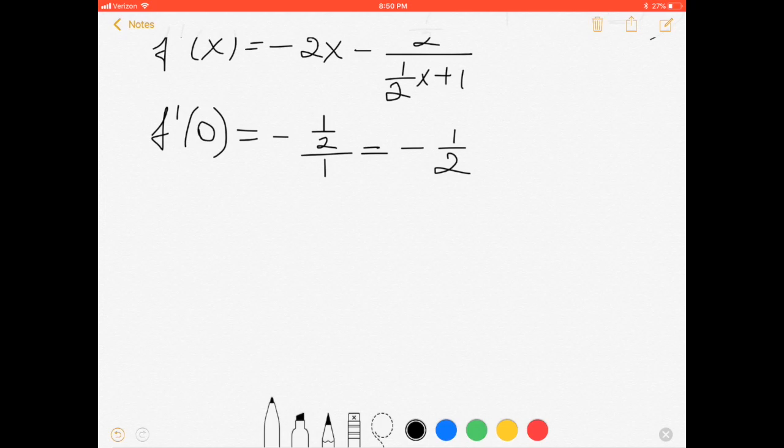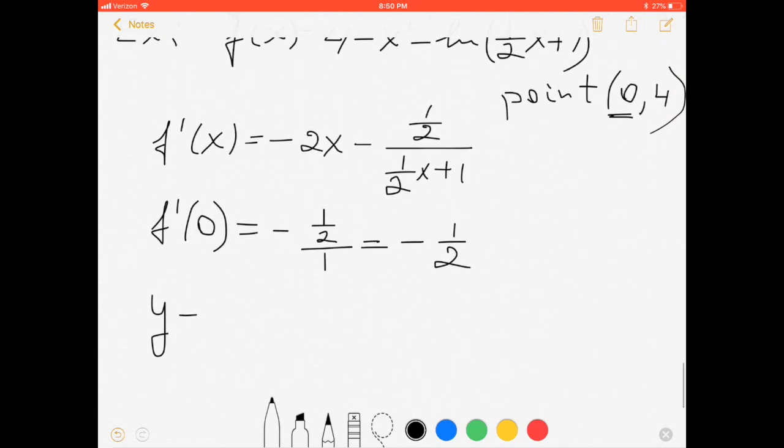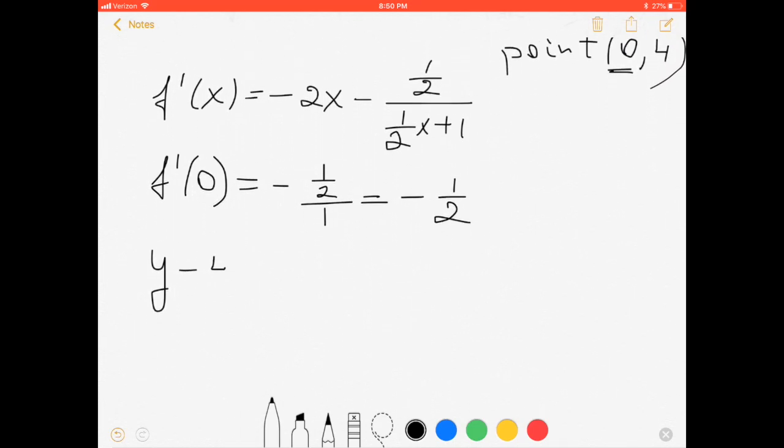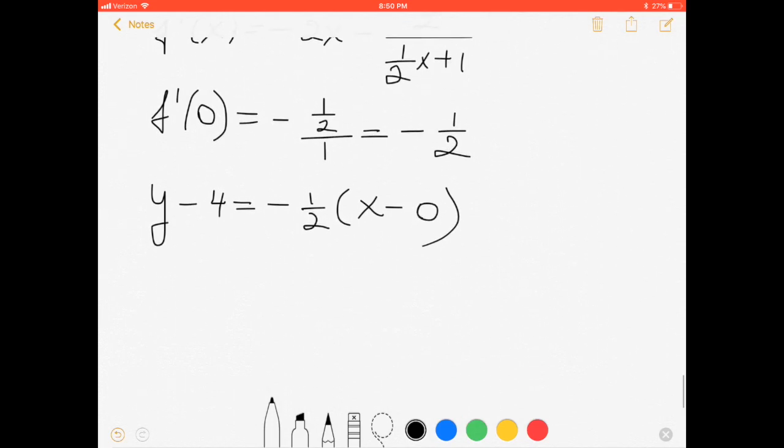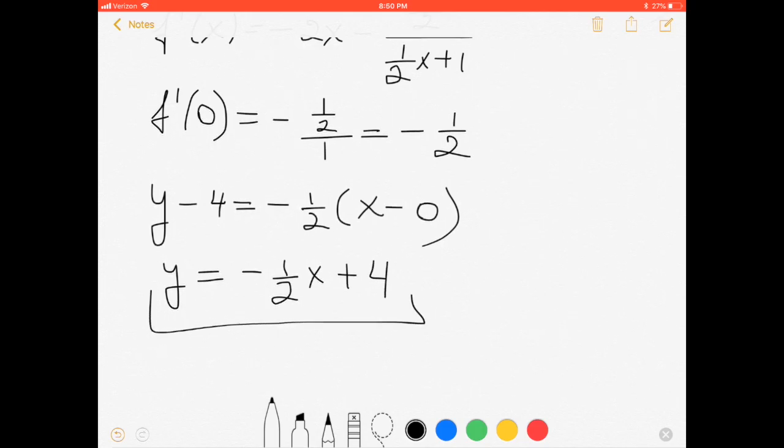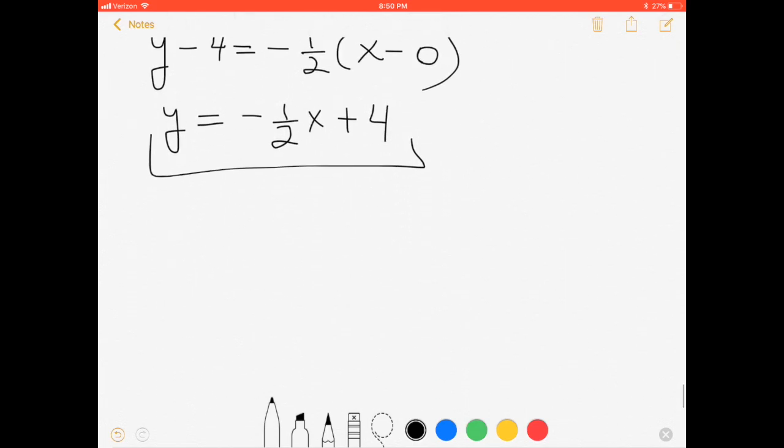Okay, and now I'm ready to write the equation of my tangent line. It will be y minus the value 4, which means y minus 4 equals the slope negative 1/2 times (x minus the x value of your point), that means 0. It means here we have the final answer: y equals negative 1/2 x plus 4. This is the equation of our tangent line for the given function and given point. Okay.